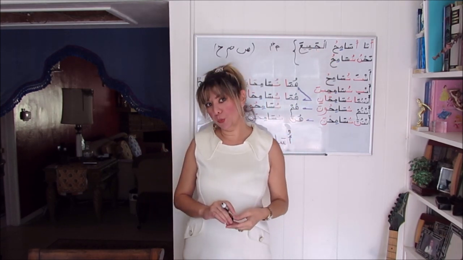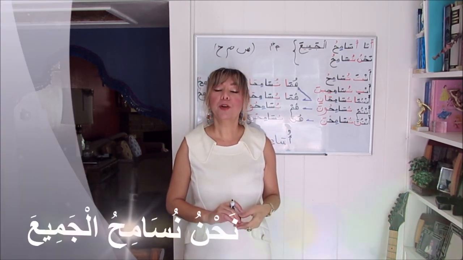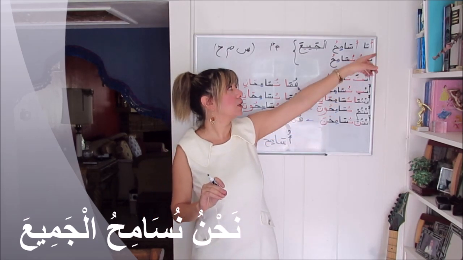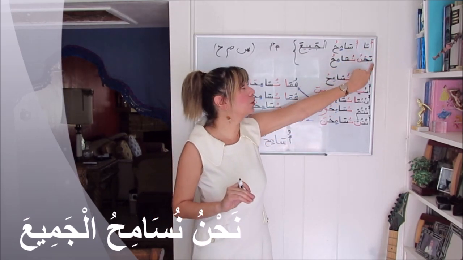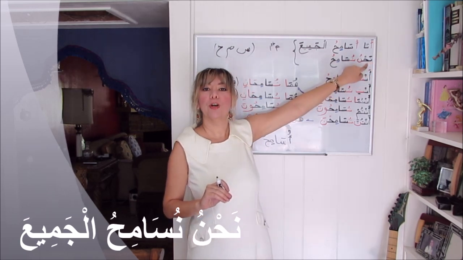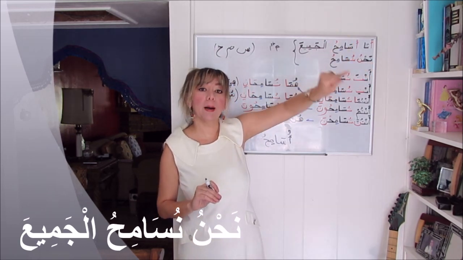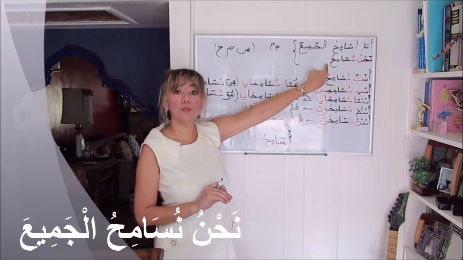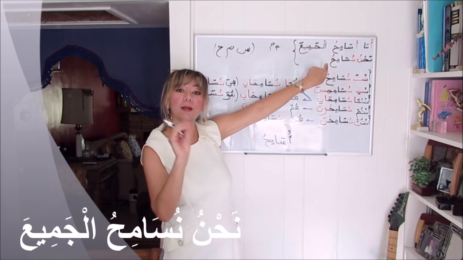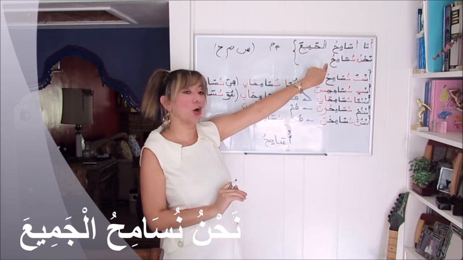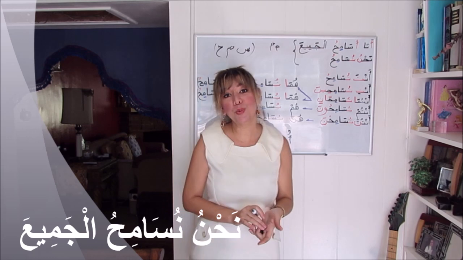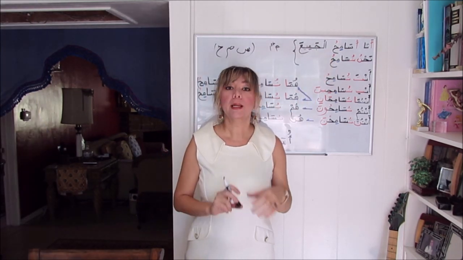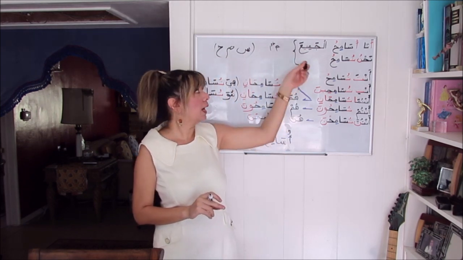نحن. نحن, as you know, is famous for its noons. And we did the same thing as we've done with أنا. We've borrowed the noon of نحن followed by a dhamma, and we put a dhamma at the end of the verb to mark the grammatical case of this tense. نحن نسامح. أنا أسامح. نحن نسامح الجميع.